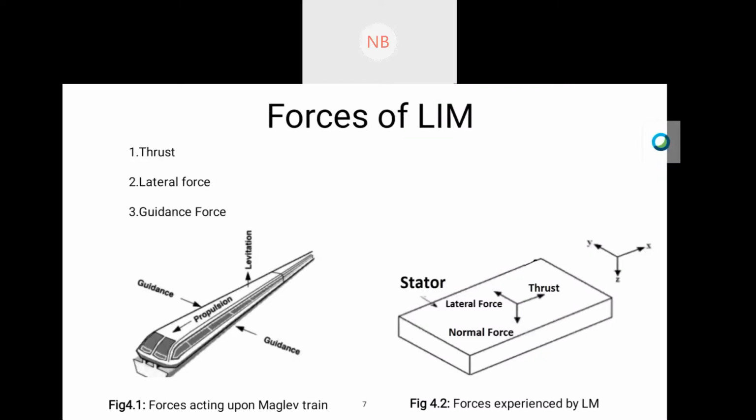So the forces are thrust or propulsion force, lateral force or levitation force, and guidance force or normal force. So these are perpendicular to each other. If thrust is acting along x direction, then lateral and guidance force will be acting along y and z direction. And these forces are given in an example where you can see forces acting on a maglev train. So the forces are explained in detail in the next slides.